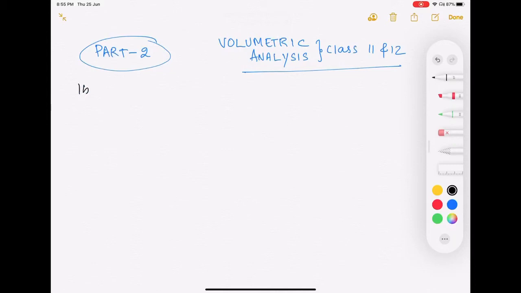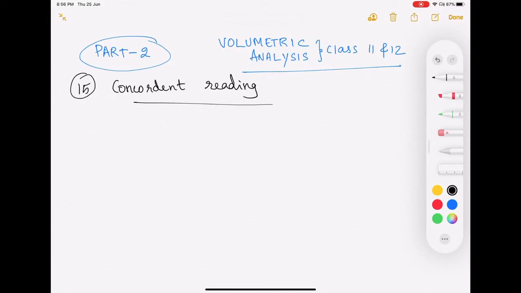The question number 15 which we are going to discuss is, what is meant by the term concordant reading? In the previous video, part 1, we had discussed 14 questions with detailed explanation, right? Now we are going to discuss the 15th question, that is, what is the meaning of concordant reading? Concordant reading. All of you might be familiar with this term in your titration process.